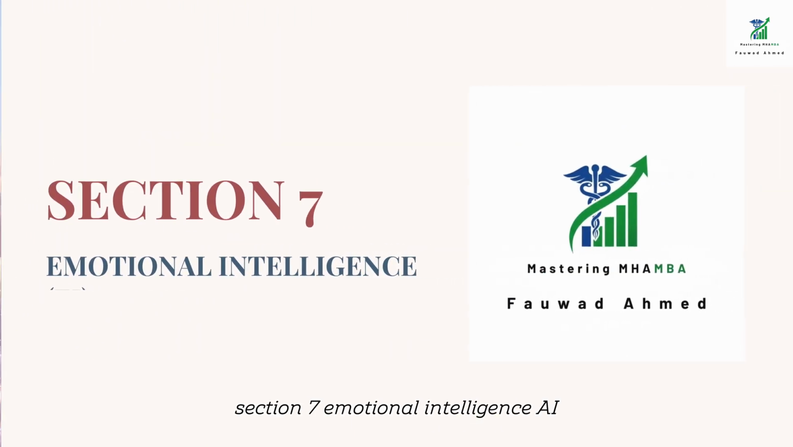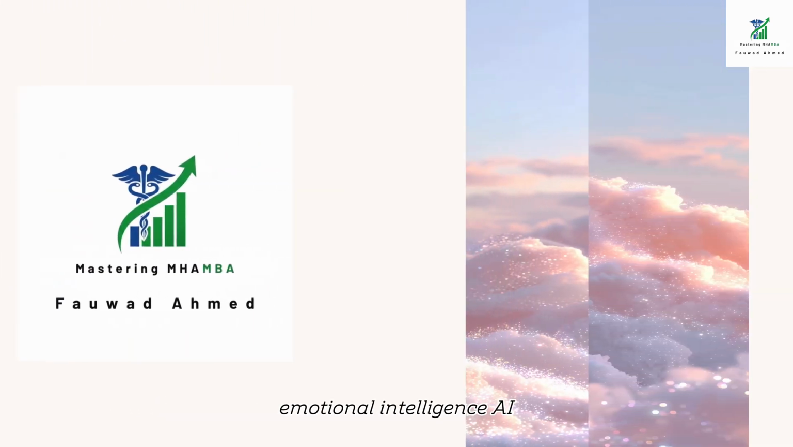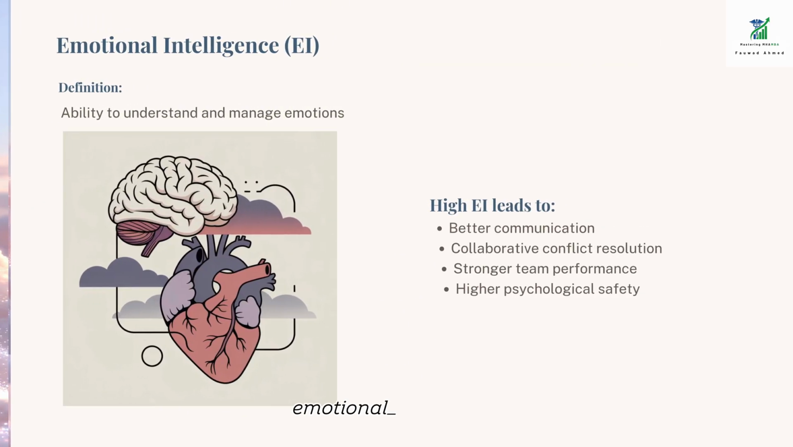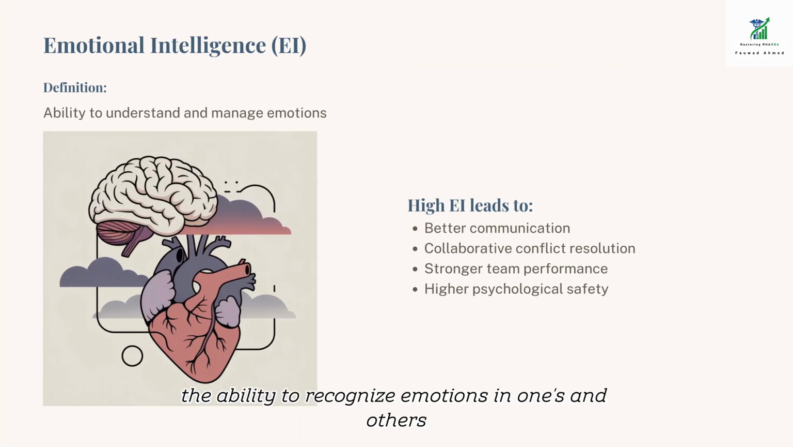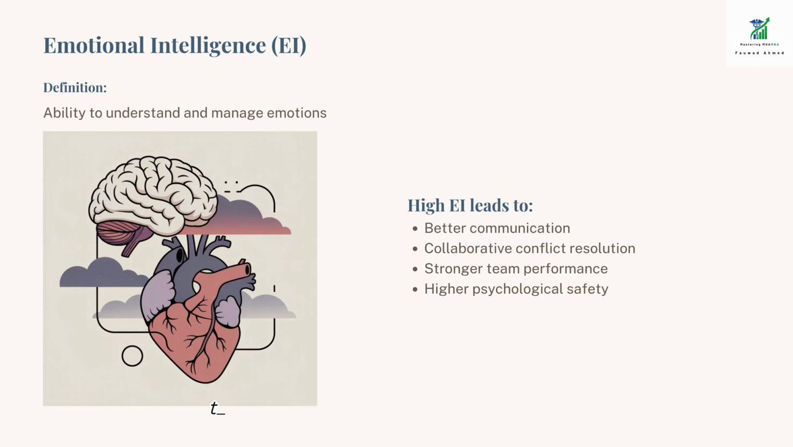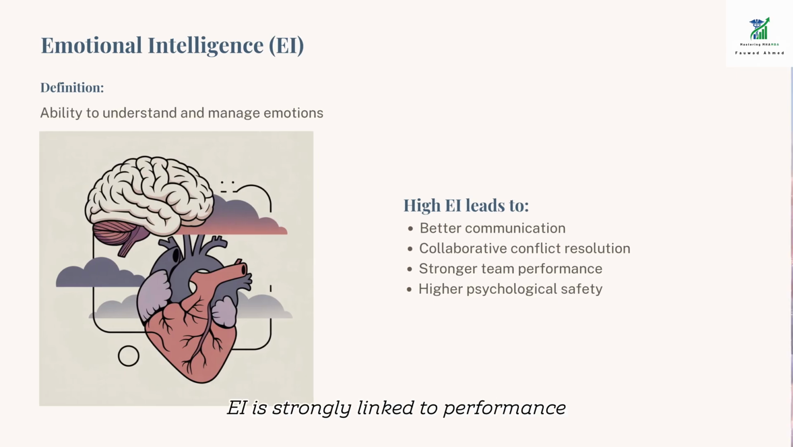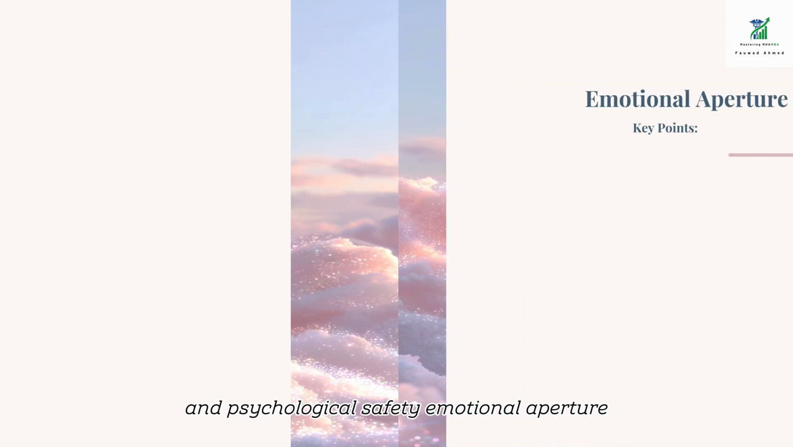Section 7. Emotional Intelligence, EI. Emotional intelligence, the ability to recognize emotions in oneself and others, is a critical team skill. Teams with high EI communicate better, resolve conflict collaboratively, and adapt more smoothly to challenges. EI is strongly linked to performance and psychological safety.